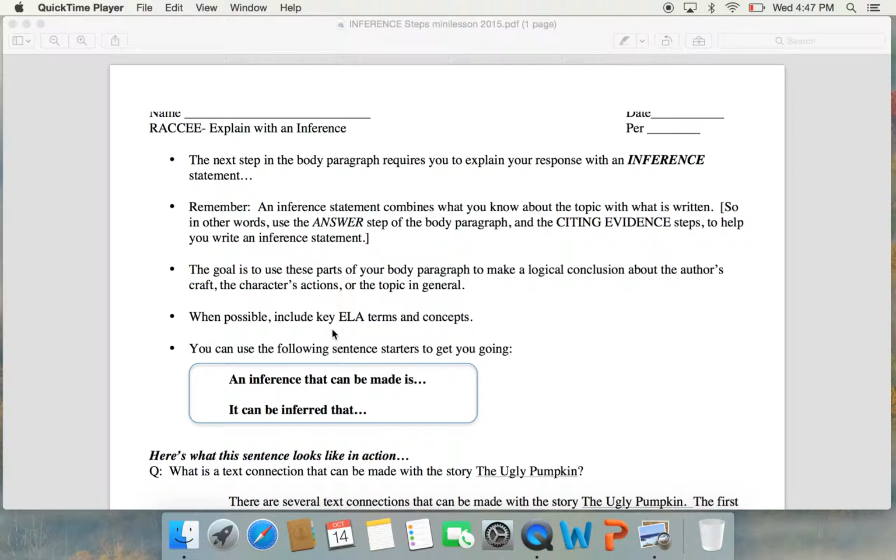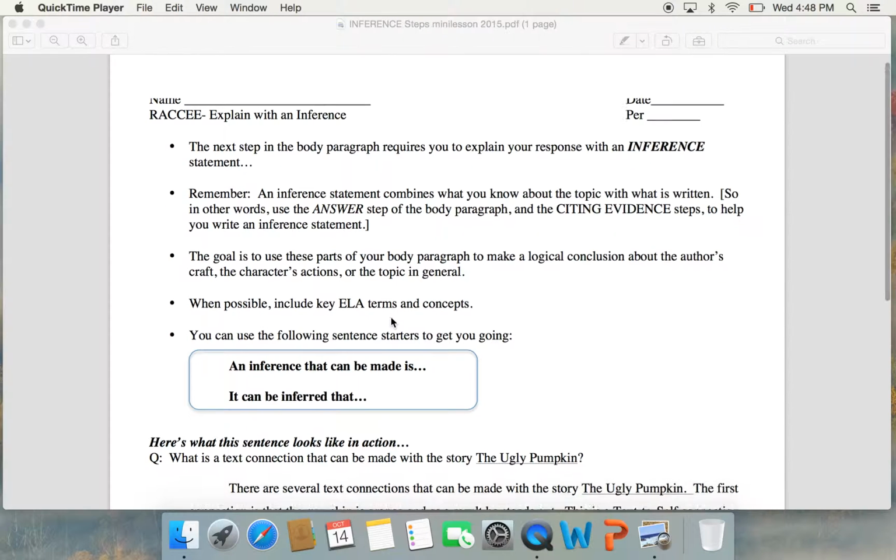Okay, moving along, we're going to either take one of those three approaches. Today I'm actually going to show you the author's craft, and I'm going to show you the character's actions approach to making an inference statement. Keep in mind that when you're making these statements, this is a great opportunity for you to work in some ELA terminology. This may be a chance for you to use words like protagonist or climax or plot conflict. Use as many ELA terms as comfortably as you can when making your inference statements.